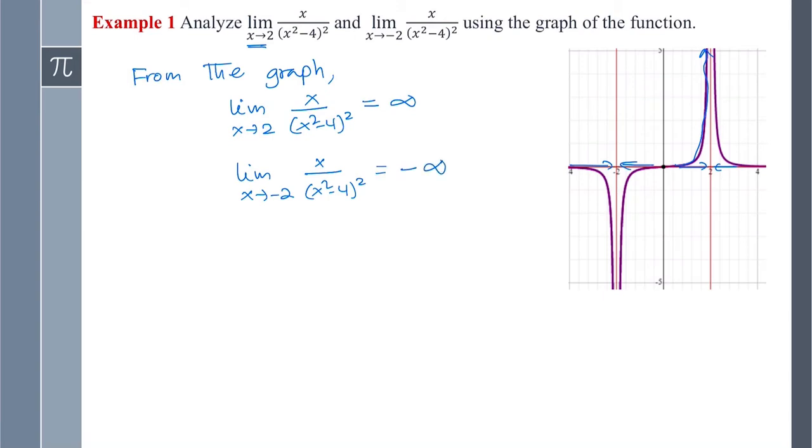One more thing here: when the limit as x approaches a is infinity or negative infinity, that is, an infinite limit as x approaches a finite value, then we have a special line passing through x equals a that is called the vertical asymptote. So in this case, this line and this line here, these two lines are the vertical asymptotes for that function. The vertical asymptotes for this function are x equals 2 and x equals negative 2.